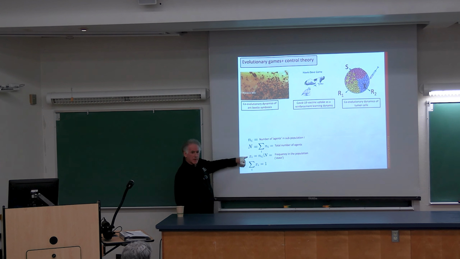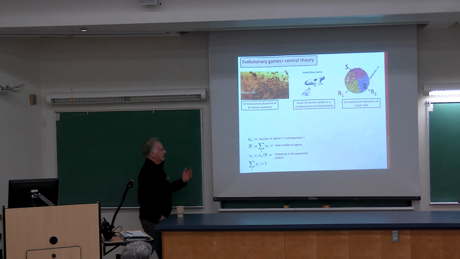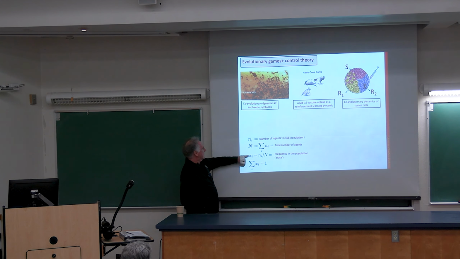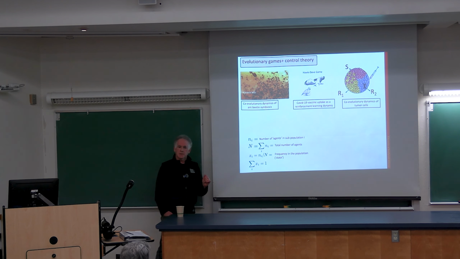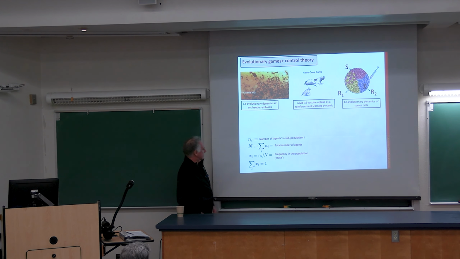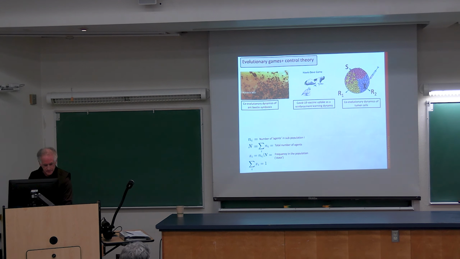And the state variables, x sub i, are little n sub i over the total number. So it's a fraction, or a percentage between 0 and 1, a frequency. So the state variable is a frequency in the population, always normalized between 0 and 1. And the sum of all these frequencies is 1. Okay? So that's the starting setup.